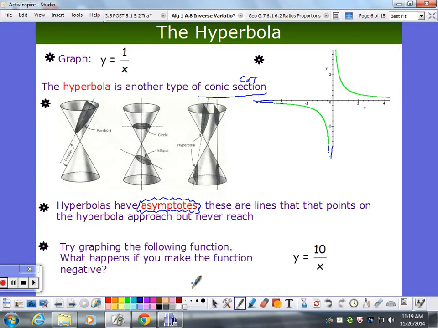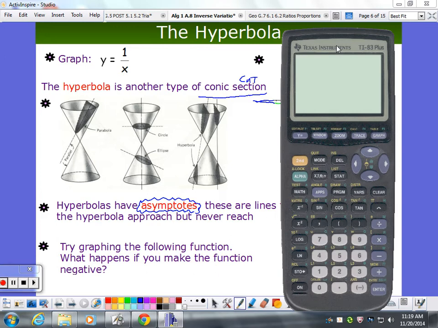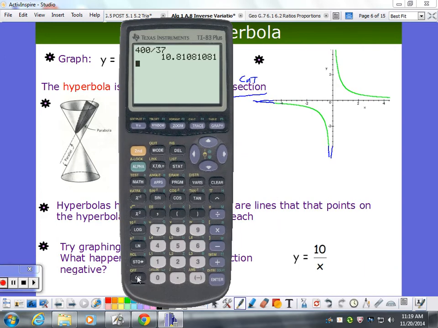So using a graphing calculator, and I'll just use mine, you can use yours if you have it. I'm going to graph y equals 10 over x. And so there it is. That's what a hyperbola looks like. Or an inverse variation looks like this if you graph it. Okay, so I've got quadrant 1 and quadrant 3. I've got these branches.